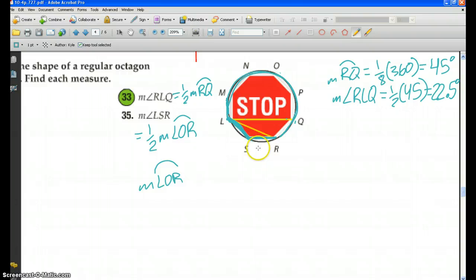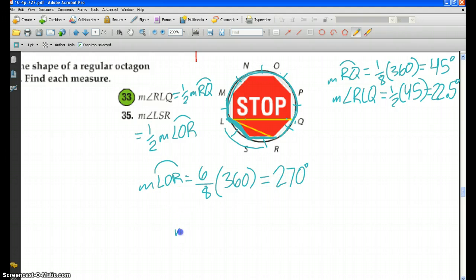6/8 of the circle. So we have these arcs where there's 1, 2, 3, 4, 5, 6, 7, 8. But we're leaving off these two. So we just want 6 of the 8. So this is equal to 6/8 of the entire 360. Okay, so 6 times 360 divided by 8 will give you 270.